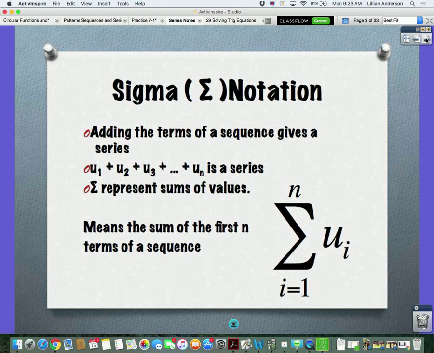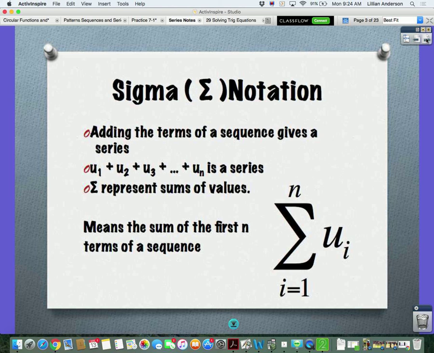So that's what you see with the second bullet. It's U1 plus U2 plus U3, and so on and so forth. Okay? It forms a series. And then the funky looking E, the sigma symbol, represents the sum of all the values. So basically, you're adding your first term to your second term to your third term, et cetera, et cetera. And this is the general makeup that you see right here.